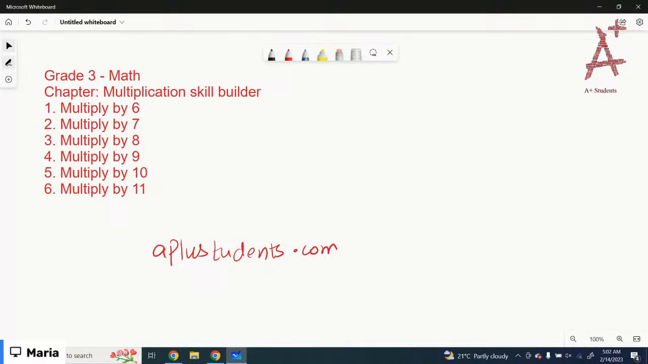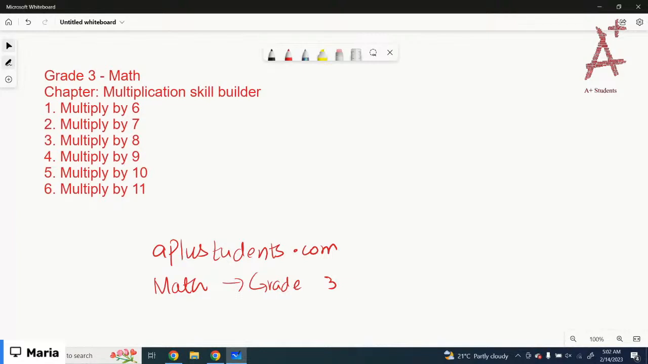Then you have to select math from the subject tab. Then scroll down to grade 3 maths and click on view all lessons. There you can find a list of the chapters. We're going to start with the chapter multiplication skill builders.